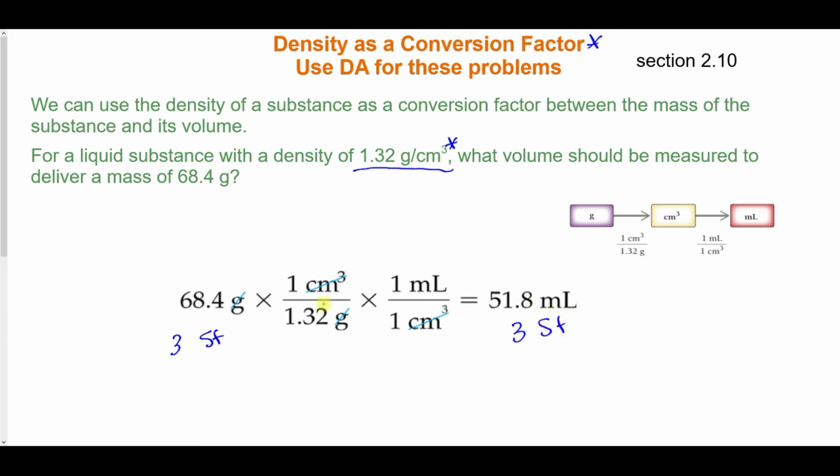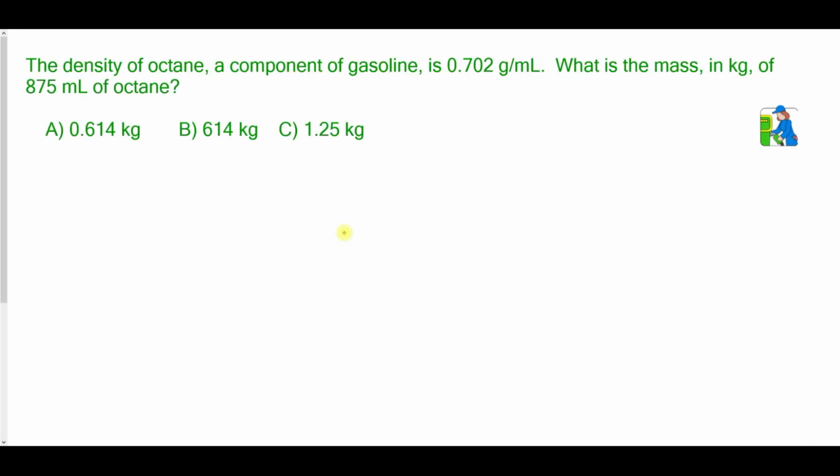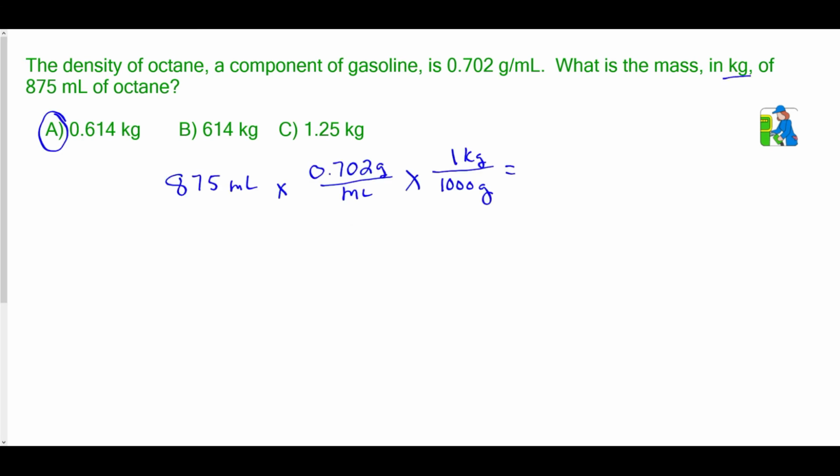Okay. And here is density used as a conversion factor. So remember, if it's given in the problem, you're using it as a conversion factor, and you will need on this test to do dimensional analysis for those. Give this one a try. Pause your video. I started with my given 875 milliliters. I used the density as a conversion factor to get it to grams. And then since it asked for kilograms, I used another conversion factor.